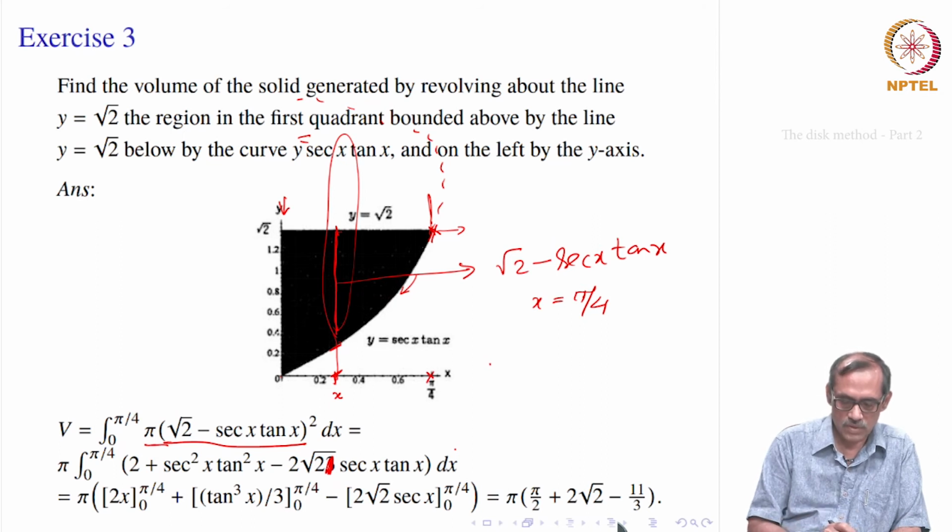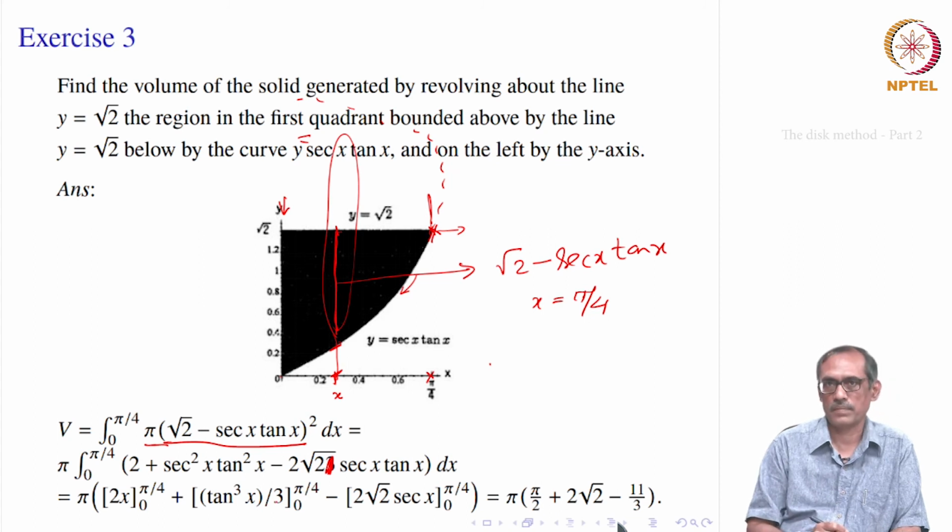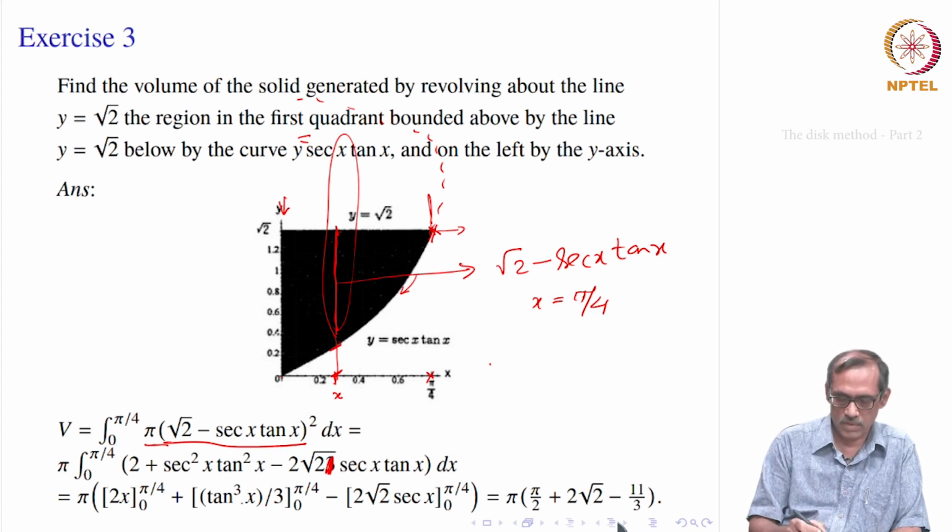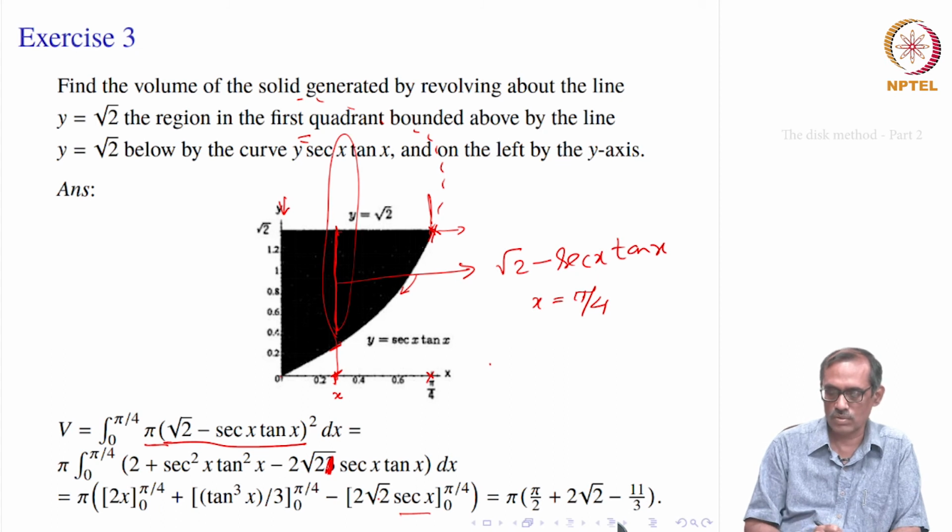Now, we integrate. So, integration of 2 is 2x, and integration of sec square x into tan square x gives you tan cubed x by 3. How is it? Here you have to take tan x as u. So, tan square x and secant square x dx becomes du. So, it is tan cubed x divided by 3, that is u cubed by 3. Of course, if you differentiate you get back that. And then the integral of secant x tan x is secant x, and we have the constant as 2 root 2.